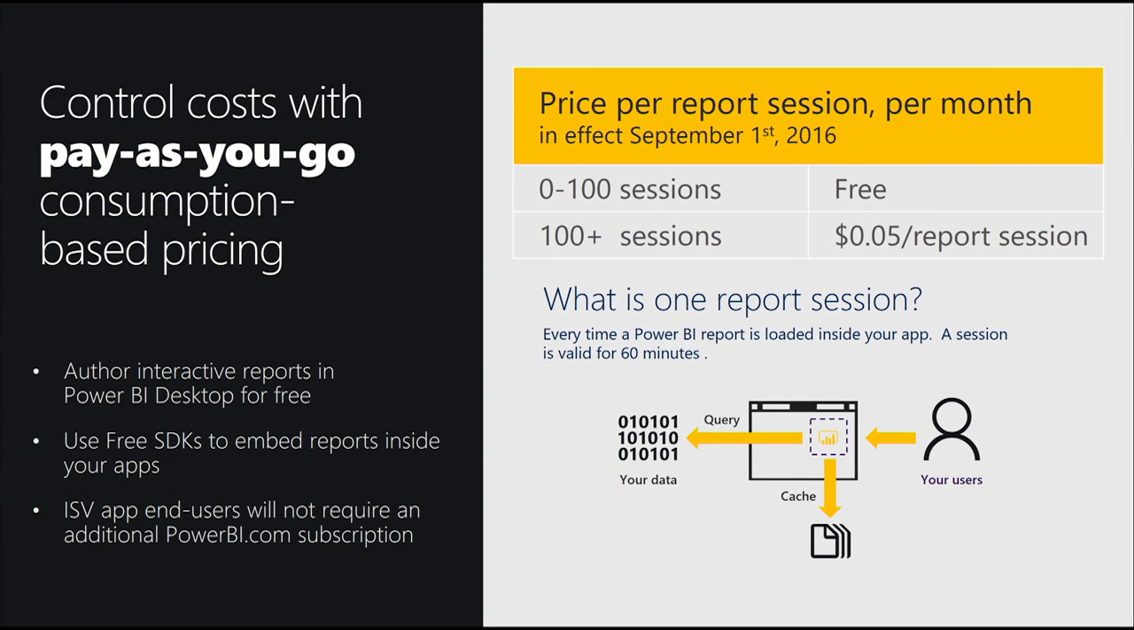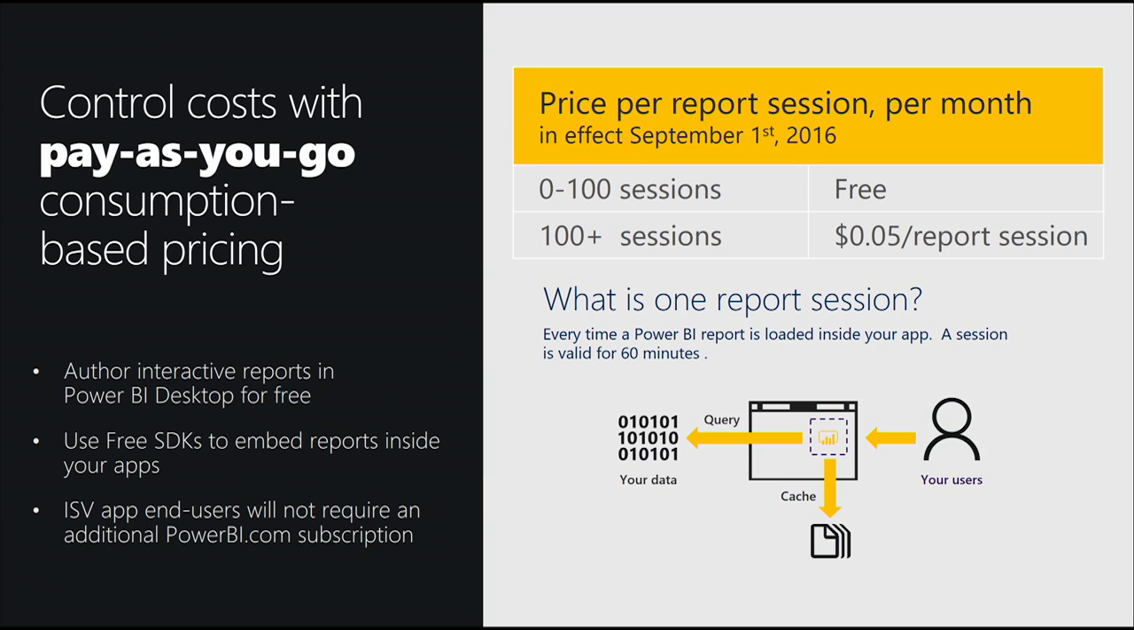So when do you incur cost? Power BI Embedded has a very simple and easy to understand pay-as-you-go consumption-based pricing. The model is based on a per report session concept. So when your application end user opens the app and sees a report inside the app, then a new session gets instantiated. Every month, you as an application owner get 100 report sessions for free. And beyond that, every report session is charged at 5 cents per report session.